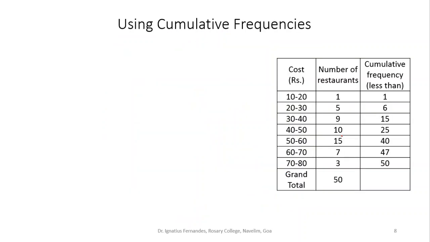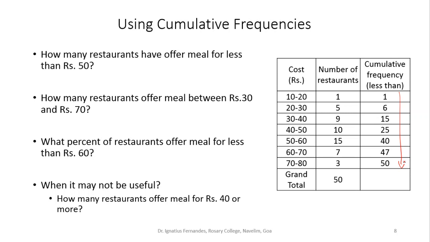So this is the table that we got. These are the cumulative frequencies that we found out. So this is helpful when you want to answer questions like this. Suppose I ask, how many restaurants offer meal for rupees less than 50? It is 25.